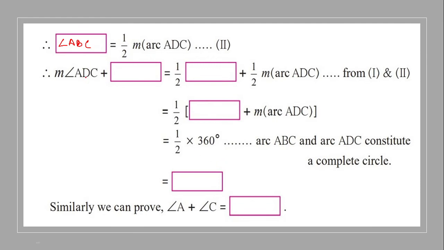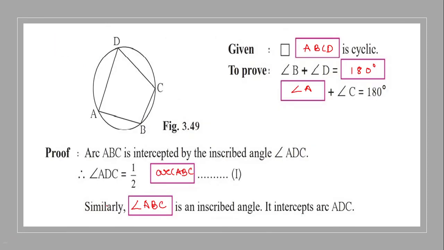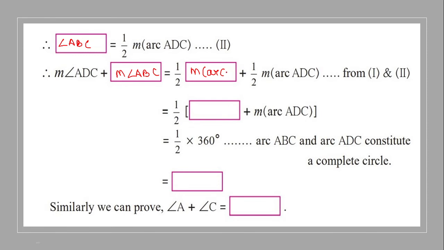Now, measure angle ADC plus measure angle ABC. Angle ADC will be half of measure arc ABC, and angle ABC will be half of measure arc ADC. So the sum is half of measure arc ABC plus half of measure arc ADC.